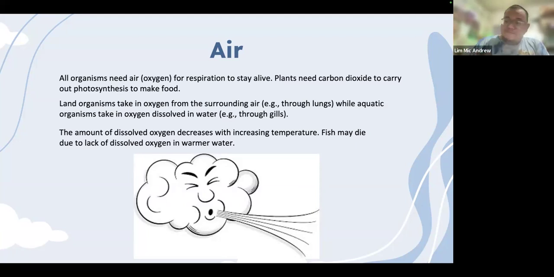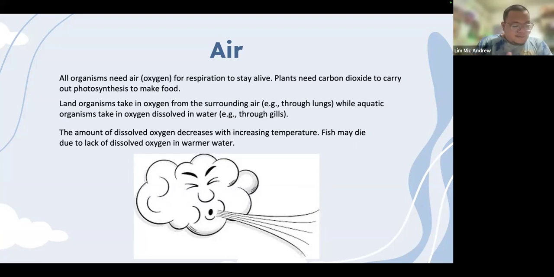All of a sudden, if there is a low oxygen level, the living things in that area will have to move house. If they don't move, they will die in that area. So air is a very important factor that will cause the population size to decrease.